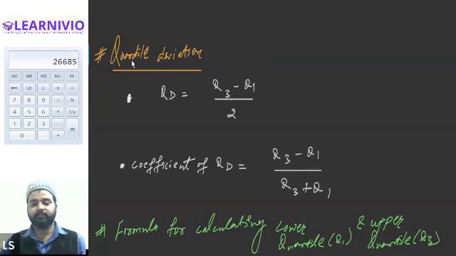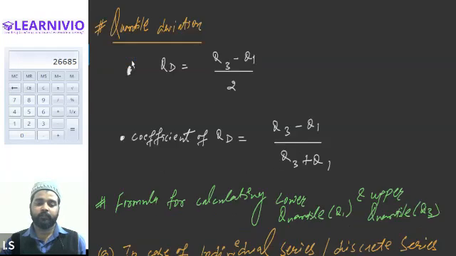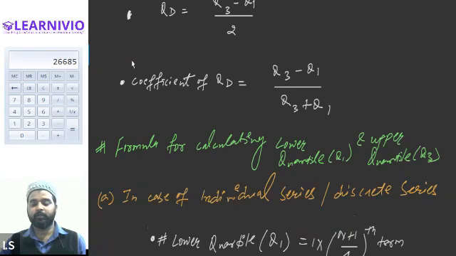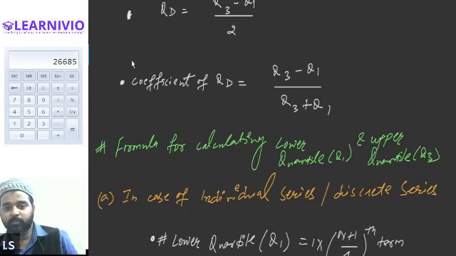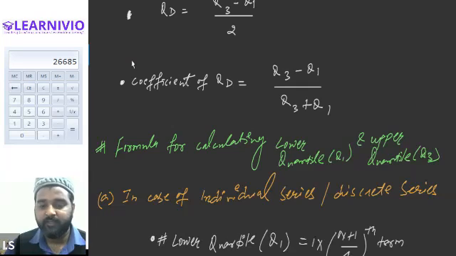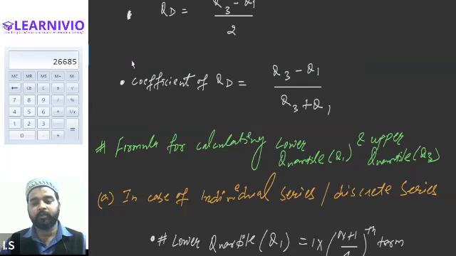Quartile deviation is half of the difference of Q3 and Q1, and the coefficient of quartile deviation is Q3 minus Q1 divided by Q3 plus Q1. This is the formula of the quartile deviation. We cannot solve it unless we know how to calculate Q3 and Q1.